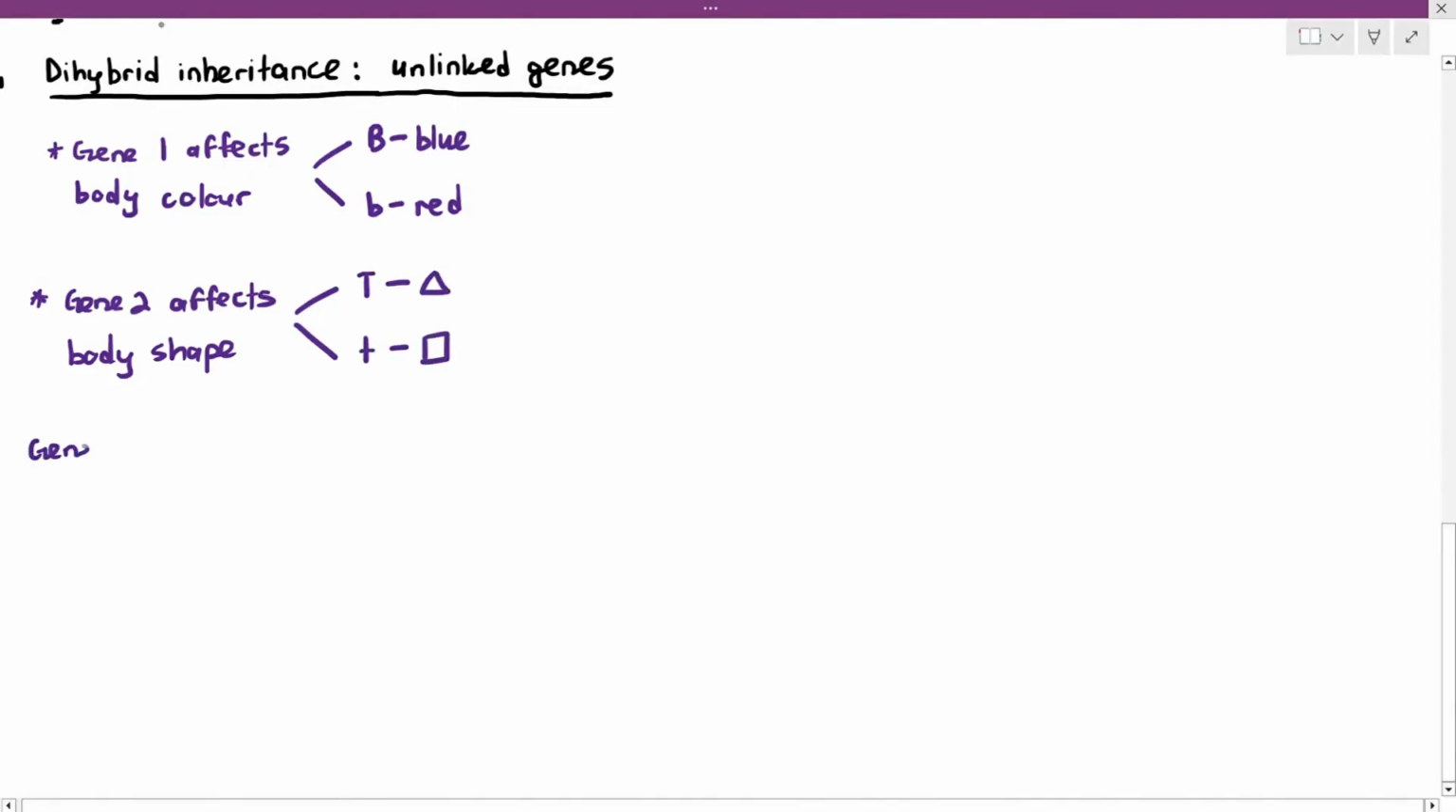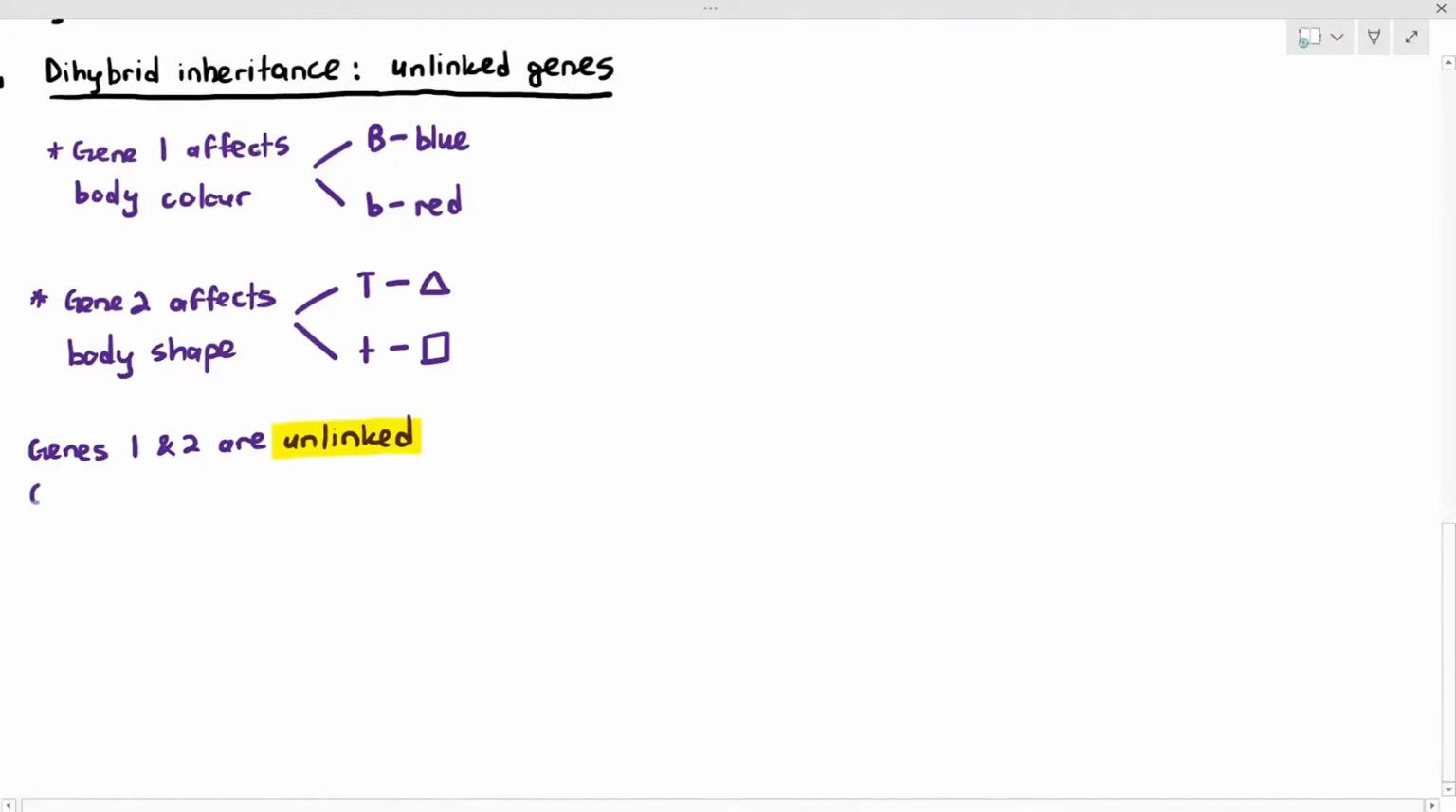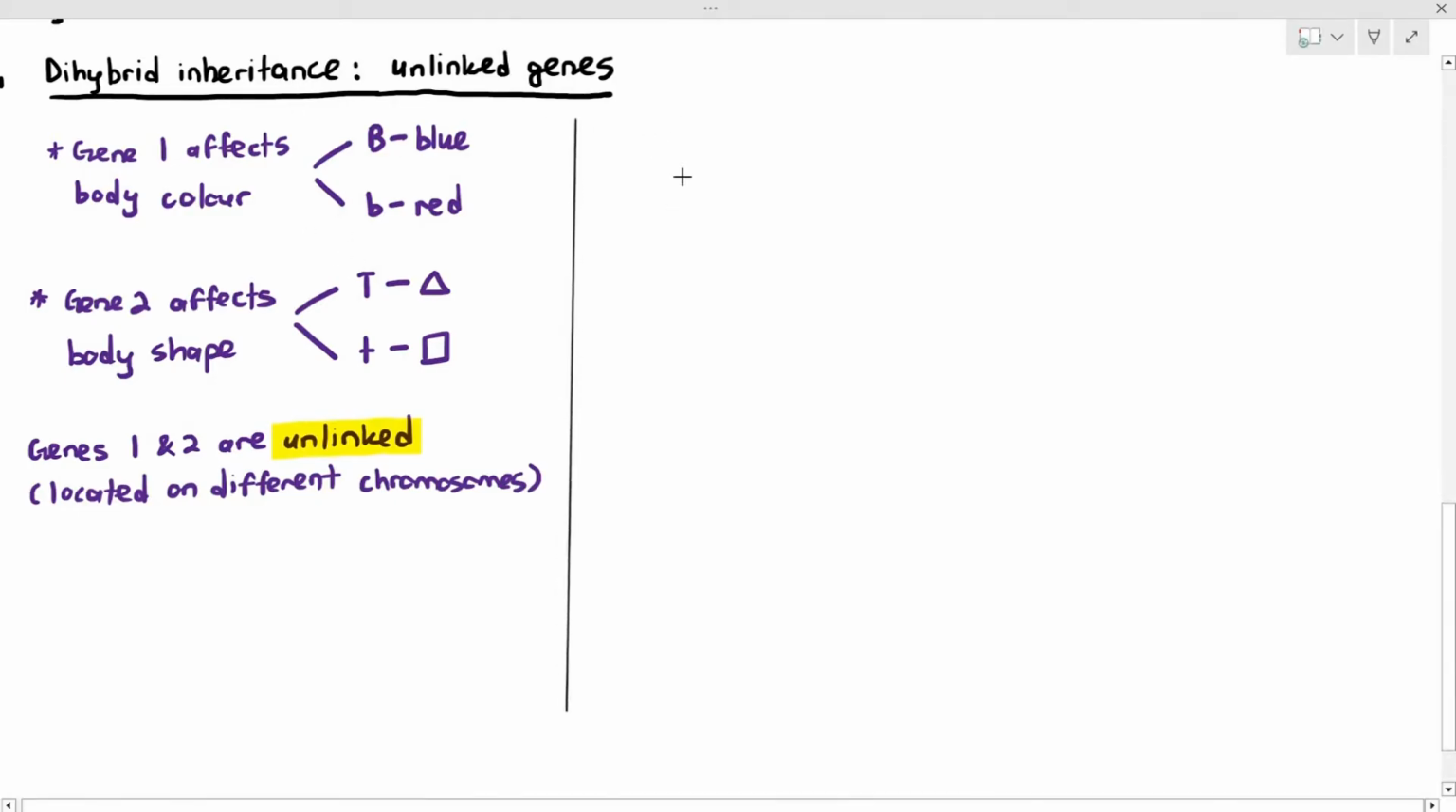Now, genes 1 and 2 are unlinked. They will also usually explain that in the exam. They will say that the gene for body color and the gene for body shape, the two different genes, are on different chromosomes or they are unlinked. That is your clue basically in the exam. Or they will usually say it's located on different chromosomes or it is unlinked.